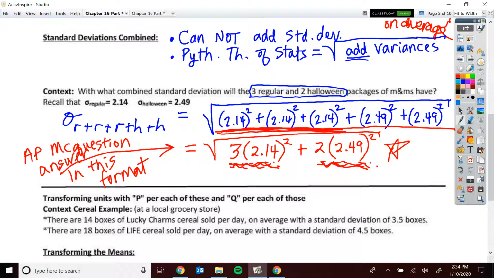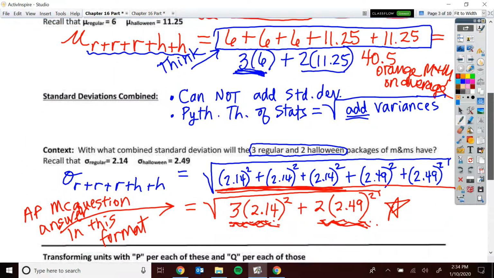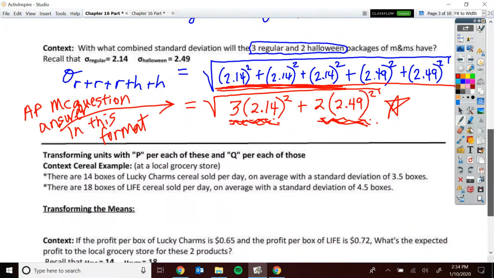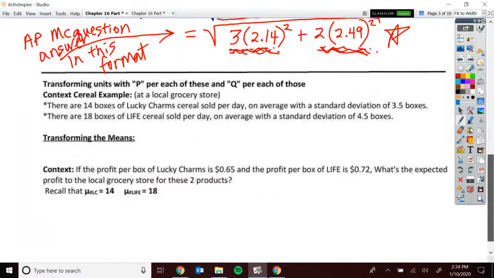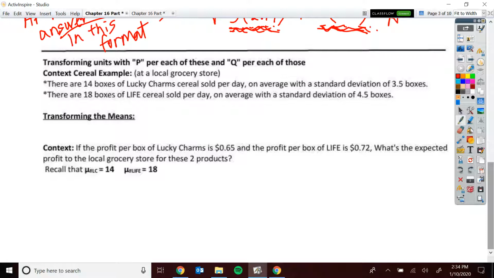Okay, so that's just the one thing that is a little cumbersome, but it's going to help you out, hopefully, in the long run to make sure you keep those straight. Okay, done with combining several random variables. Let's now talk about and review the transforming. What is that transforming doing to our means and standard deviation?